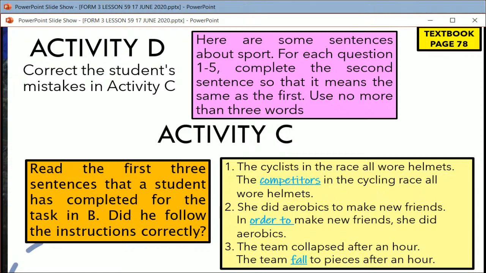Number 3, how can we correct this learner's mistake? Since you say that it doesn't make sense or it doesn't sound right. Okay, for number 3.